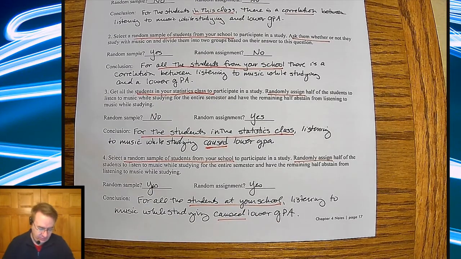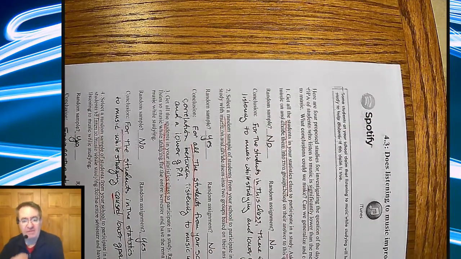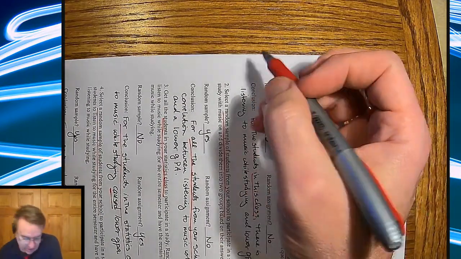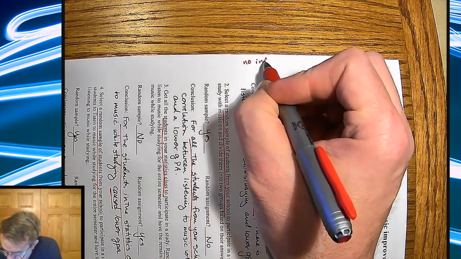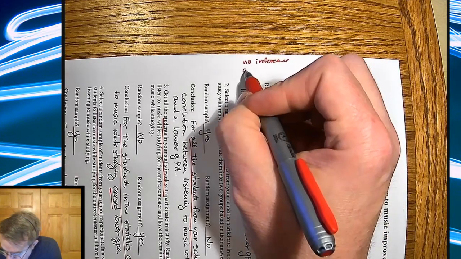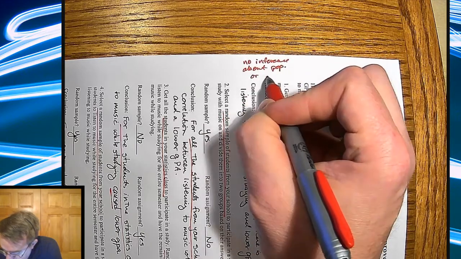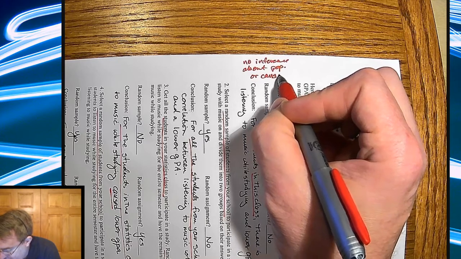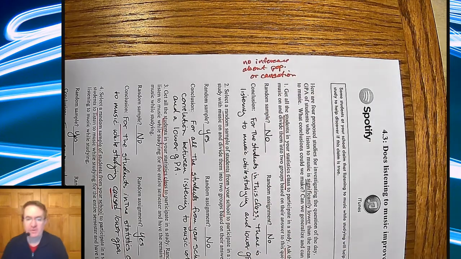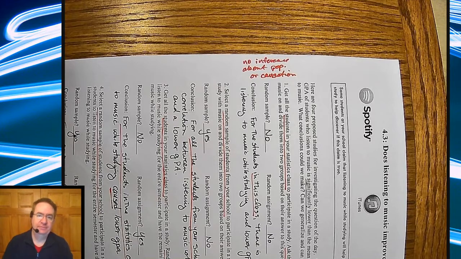So let's just go through and recap this a little bit, okay? So for number one, where we didn't have any random sample and no random assignment, there's no inference about the population or cause. Causation. Okay, so you're just talking about the people who you surveyed. That's it. That's all that's good for.